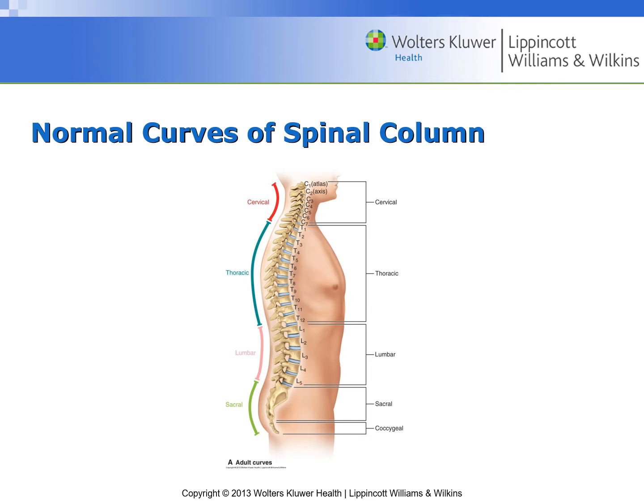Here we have an illustration of the normal curves of the spinal column. The lateral view here shows the number of vertebrae in each spinal region: cervical, thoracic, lumbar, and sacral. And it also illustrates what their natural curvature would look like.